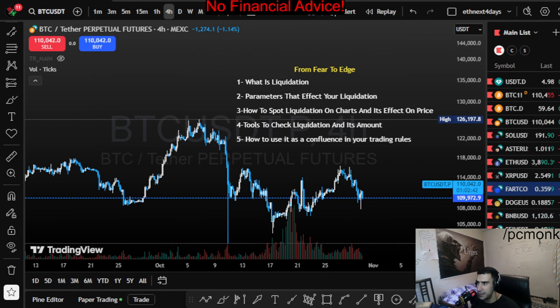Now, there is a difference between having cross mode or isolated mode in your account. There's a difference between these modes, and the liquidation will be different. But we're going to talk about them in the second step, which is right now. So the parameters that affect your liquidations are only two things. The first one is the margin that you put in, and the second one is the leverage that you're using.